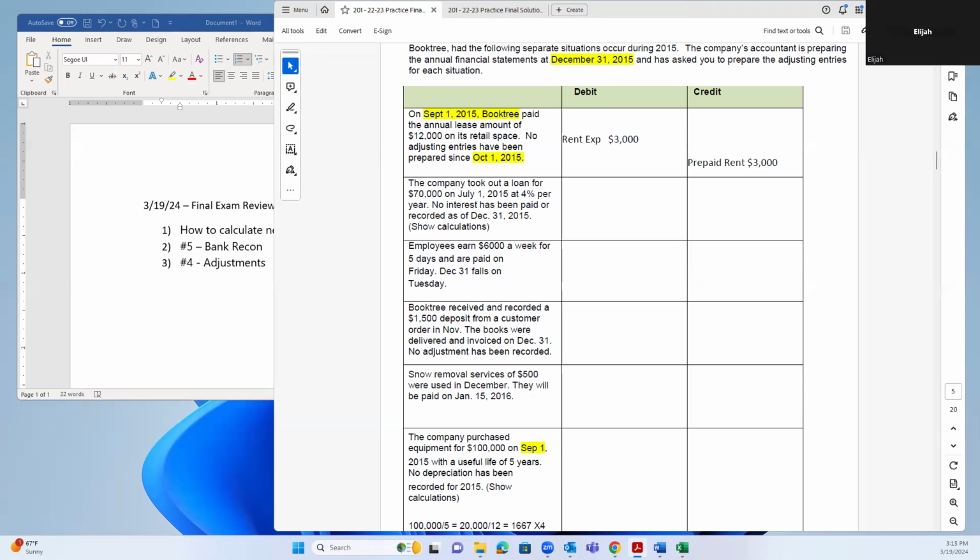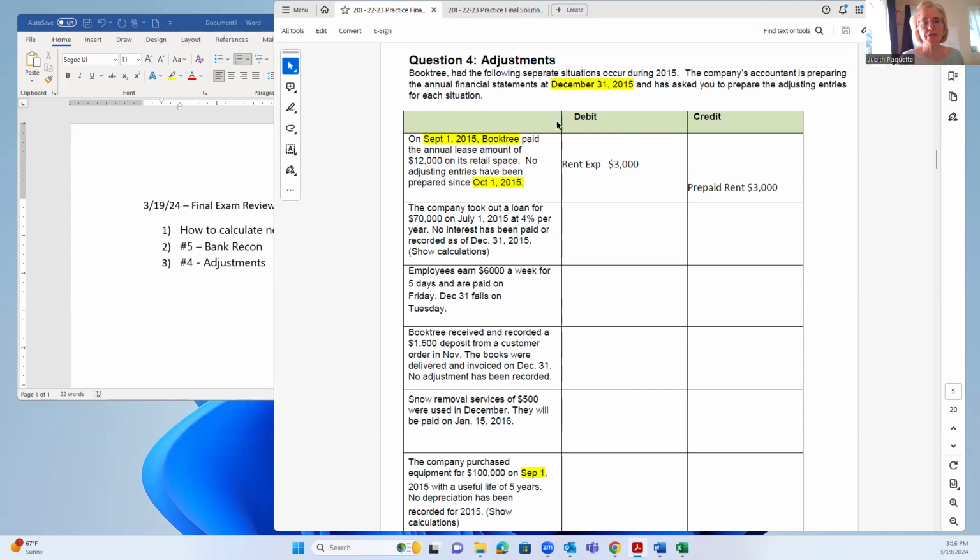I just had a specific question about the Booktree entry. It says they got the deposit and they recorded it already. So what is the purpose of the adjusting entry?